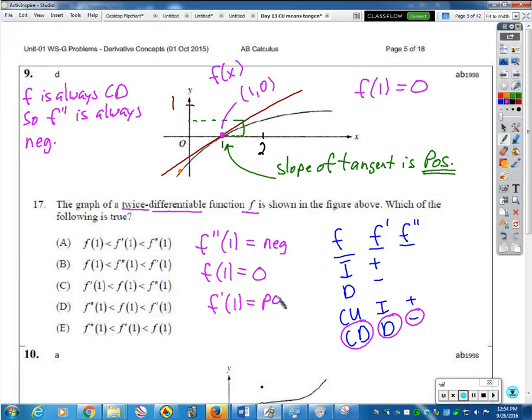So now we know the order. f double prime is the least, then f of 1, so this one here. Questions, anyone?